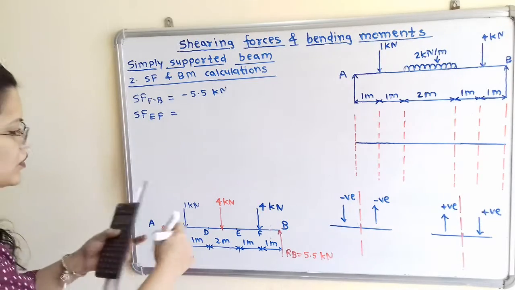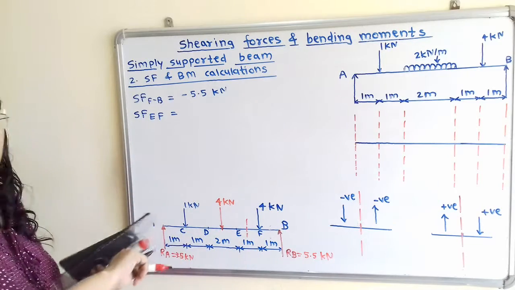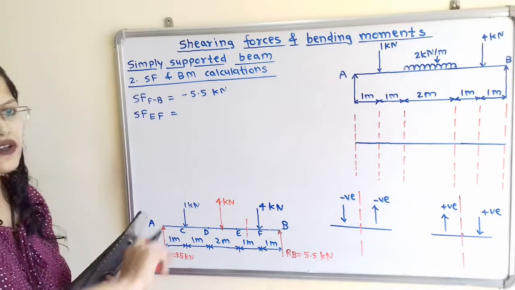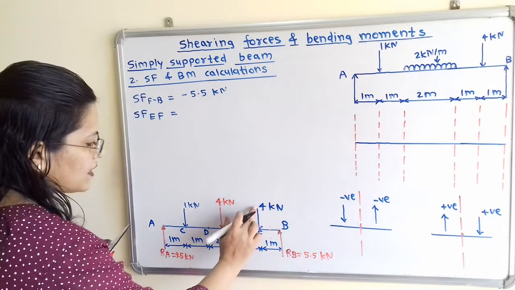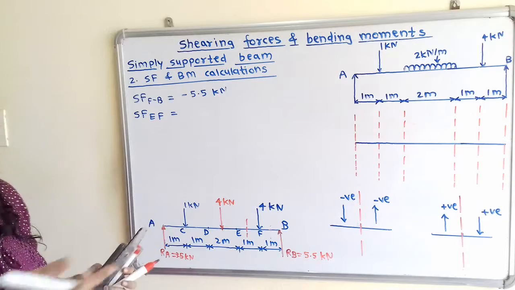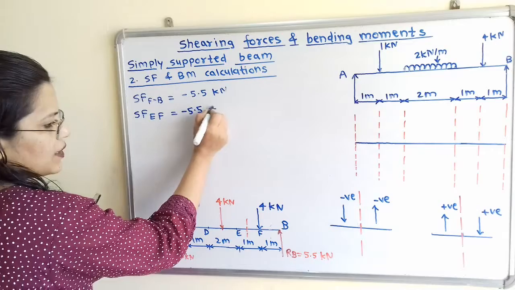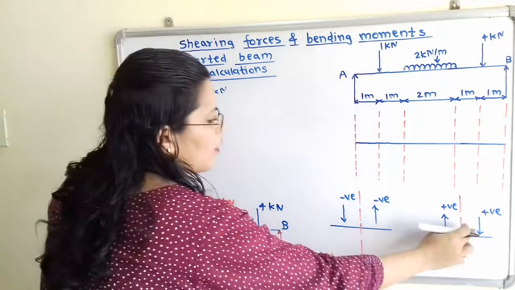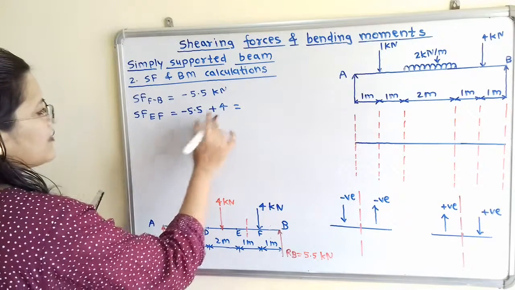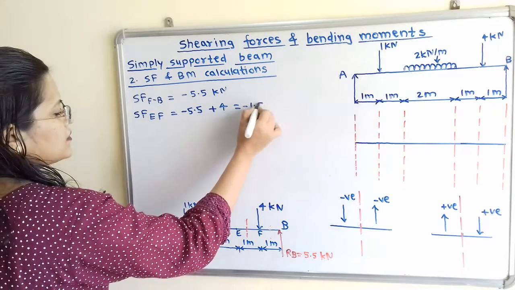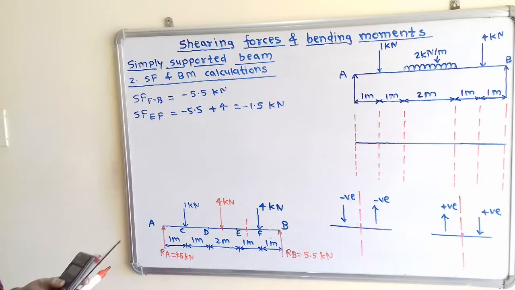So we have to show this section line. So here is the second section line. Now we have to take the summation of forces which are on the right hand side. So here this force is in the upward direction and 4 kilonewton is in the downward direction. So for the upward direction I will take minus 5.5 plus, because 4 is in the downward direction, plus 4. So if we calculate this, then we will get minus 1.5 kilonewton.